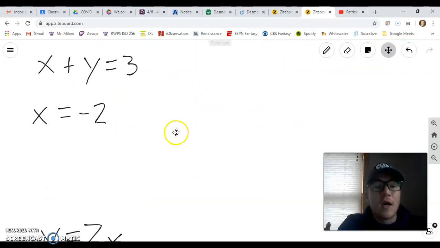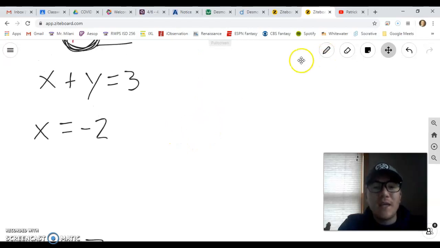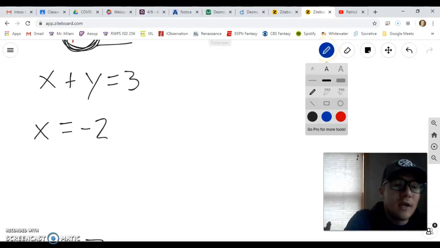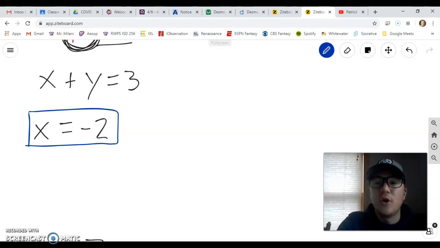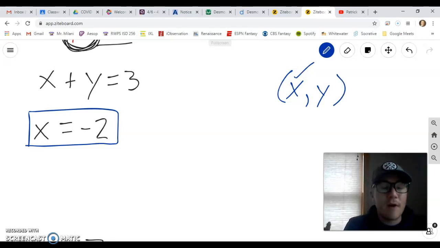Let's try another one. Again, you're going to be given one of them. In this case, you were given the x value right away. You know right away that your x is -2. So with your final answer needing to be an x and a y, you already found your x value. Now we need to go find the y.